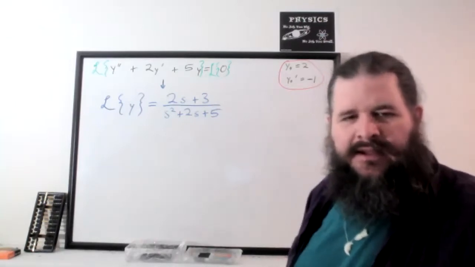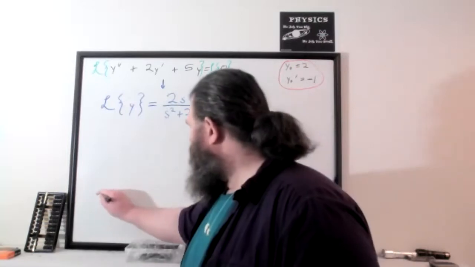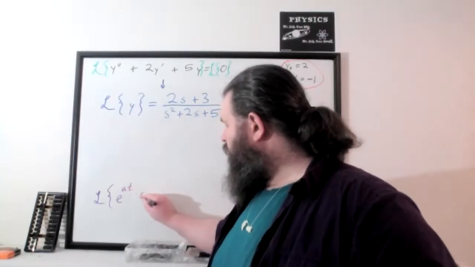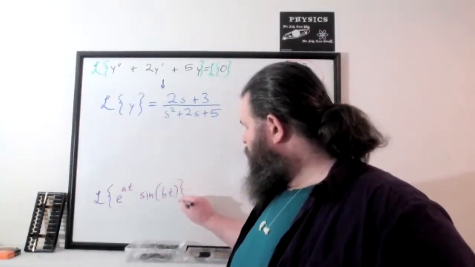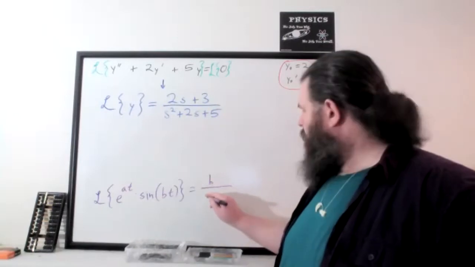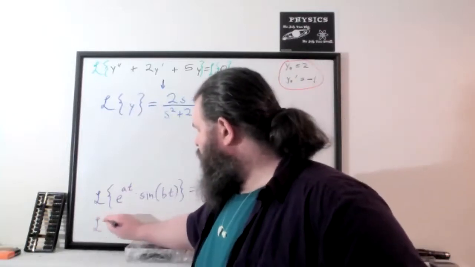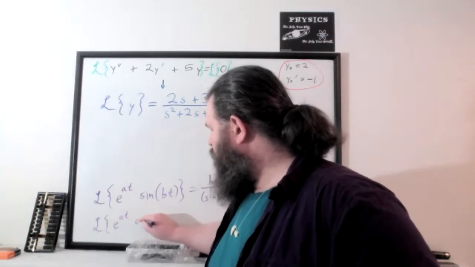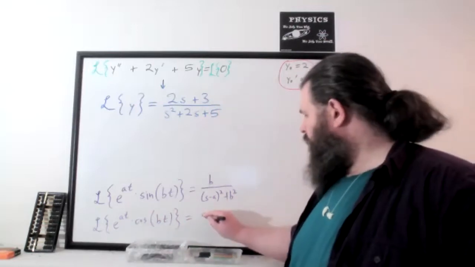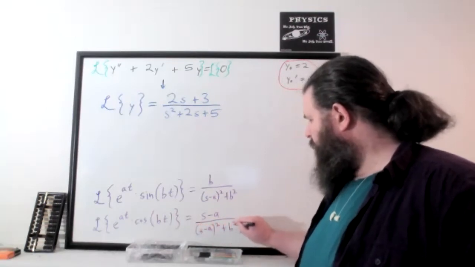And as you mentioned, we've got functions that look kind of like that. We know from the Laplace table that the Laplace transform of e^(at) times sin(bt) is going to look like b over (s − a)² + b². And likewise, the Laplace transform of e^(at) times cos(bt) is going to look like (s − a) over (s − a)² + b².